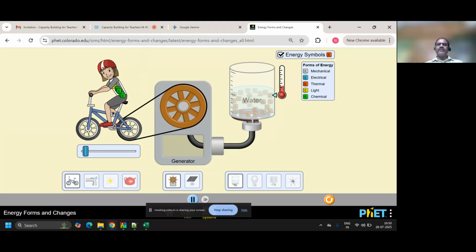So this is this E, right? In the body, we are burning calories. There is a chemical energy, right? And then it causes a mechanical motion over here. And that mechanical motion, because of the generator, it gets converted to electrical energy. Correct? That electrical energy passing through this heater causes thermal energy. Correct?